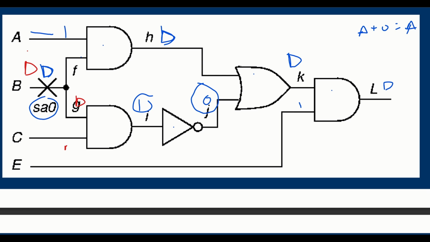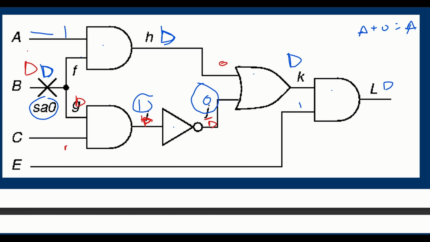Now when here is 1, the error that will be propagated will be what? D, because 1 and D is D. And assuming this gate is working, then we'll have what? D bar here. Now since we have D bar here, we are entering an OR gate, and because the lower one is D bar, the upper one has to be 0.